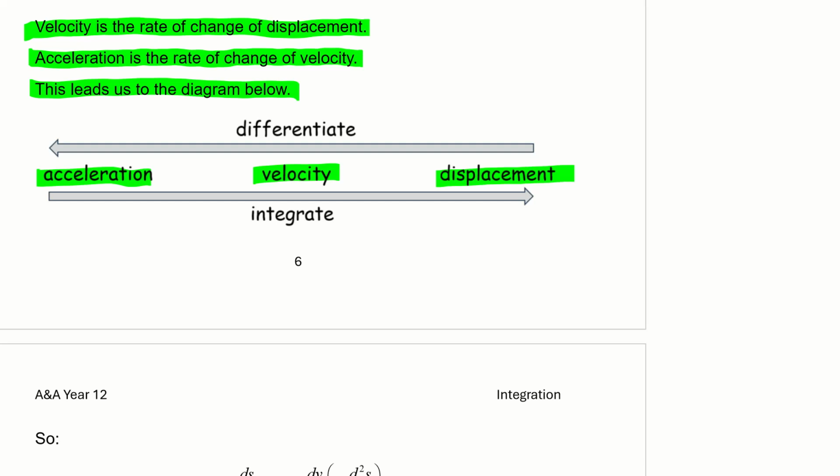Velocity is the rate of change of displacement. Acceleration is the rate of change of velocity. Therefore, when heading this way, we are going to differentiate. Remember, differentiation gives us rates of change. Since it's an opposite process, when you're going this way, you're going to integrate.